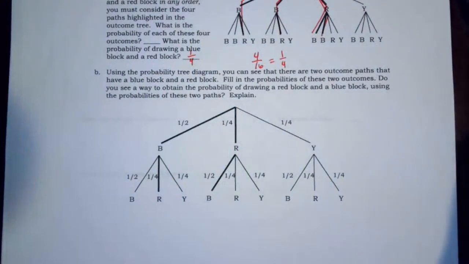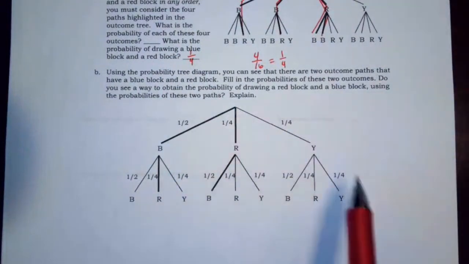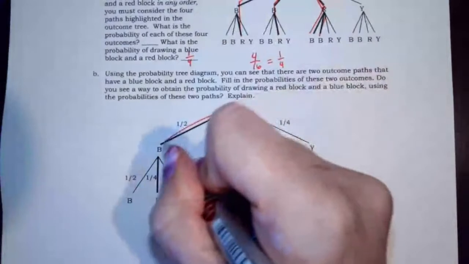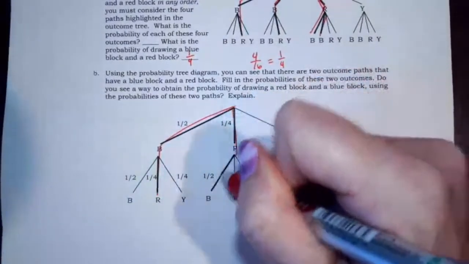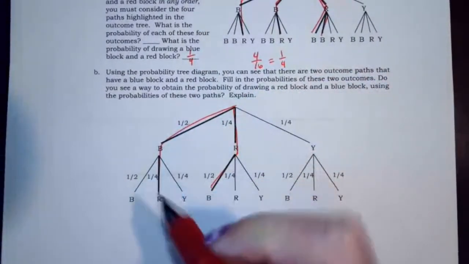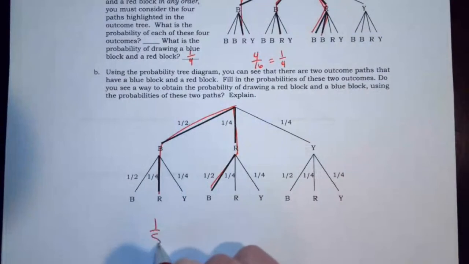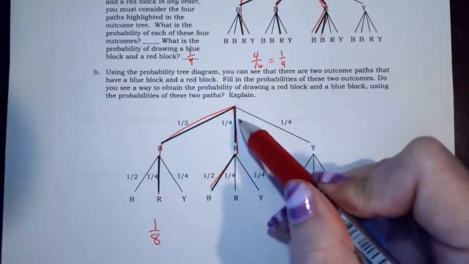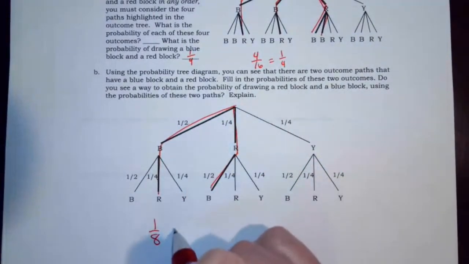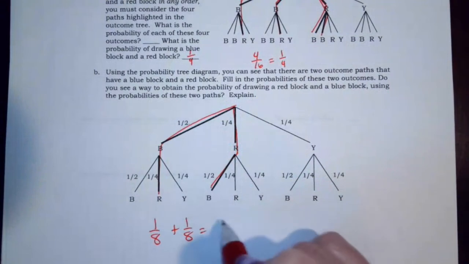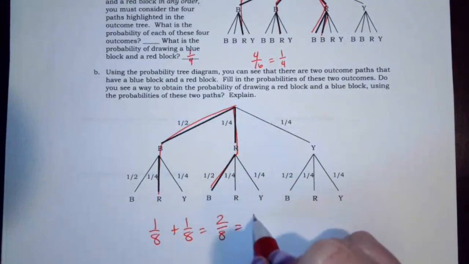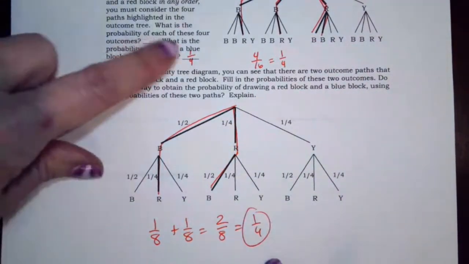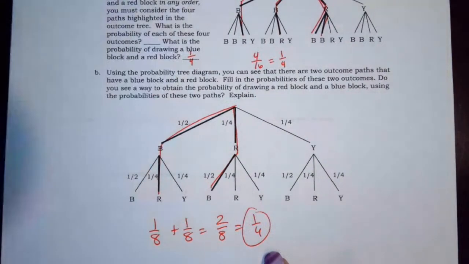If I look at my second option where I've got my probability tree diagram, well, I've only got 2 branches to consider instead of 4. I've got 1/2 times a 4th. 1/2 times a 4th is an 1/8. And then I've got another one over here. 1/4 times 1/2 is also an 1/8. And I'm going to add those together, which gives me the same result.